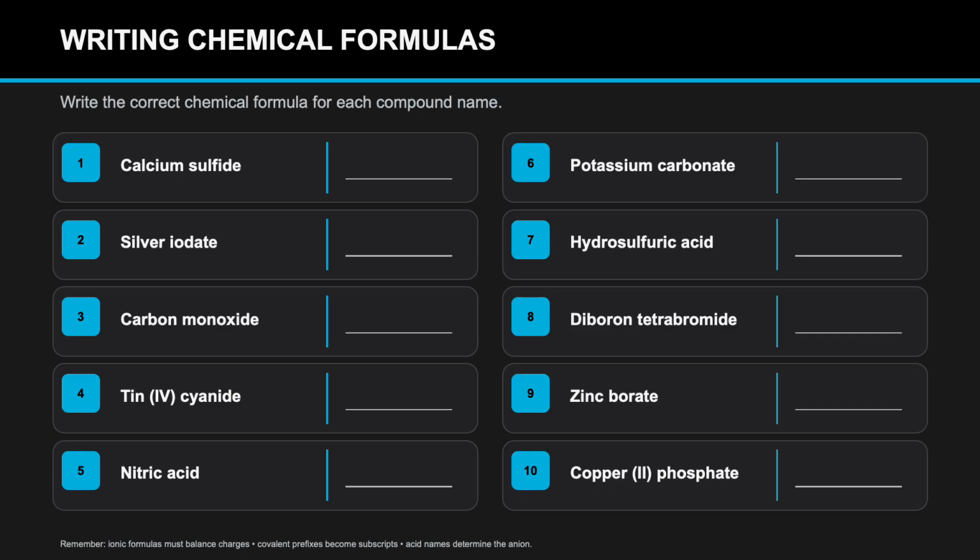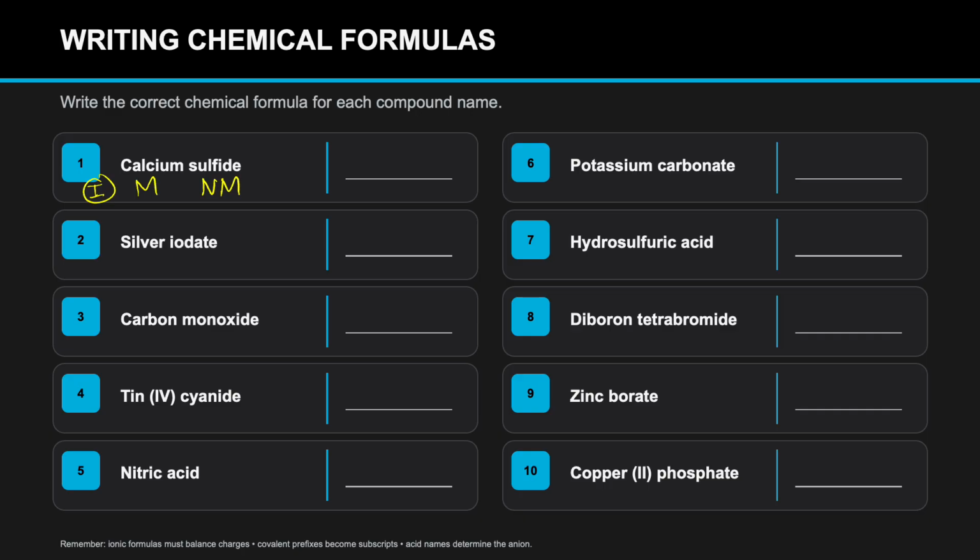So you will notice that going from formula to name is a lot easier than going from name to formula, because when we go from name to formula, you do have to identify all the charges to get the subscripts correctly for ionic bonding. So first, let's start with calcium sulfide. Calcium is a metal and sulfur is a nonmetal, so that's going to be ionic bonding. So with ionic, we do need to get the charges and make sure they balance out to 0.